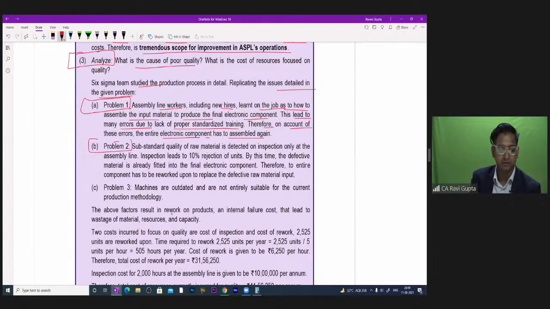Problem number 2: substandard quality of raw material is detected on inspection only. That is, we could only detect the quality of raw material on inspection, as inspection is only at the assembly line. Inspection led to 10% rejection of the units. By this time, the defective material is already fitted into the final electronic components. Therefore, the entire component has to be reworked to replace the defective raw material inputs.